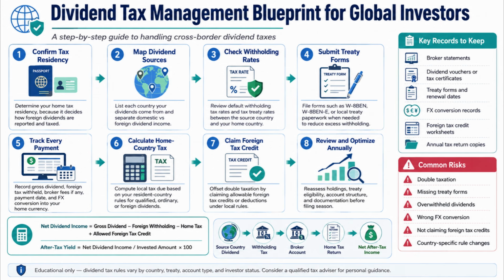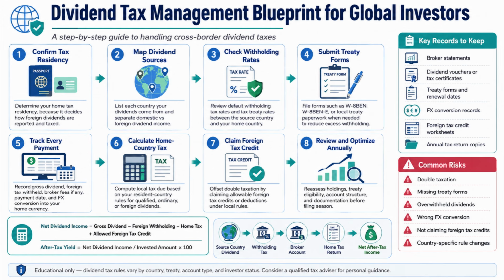First, you need to confirm your tax residency. Your tax residency decides where you normally report your worldwide income. For example, if you live and pay tax in one country but receive dividends from companies in another country, your home country may still require you to report that income. So before calculating anything, identify your resident country and understand whether foreign dividends must be included in your tax return.